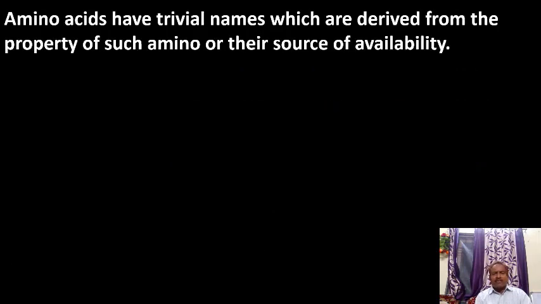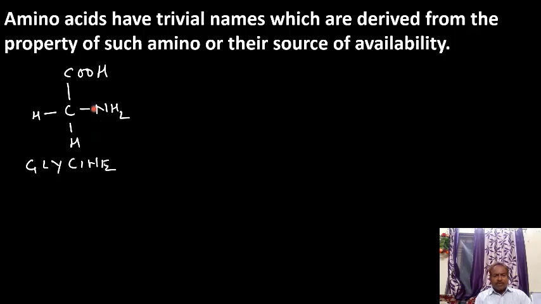Now amino acids have trivial names. Alpha amino acids, especially, have trivial names which are derived from the property of such an amino acid or their source of availability. So depending on the property of the amino acid or their source of availability, alpha amino acids have trivial names or common names. For example, this is a very simple amino acid. Here this is C, NH2, COOH. This is referred to as glycine.